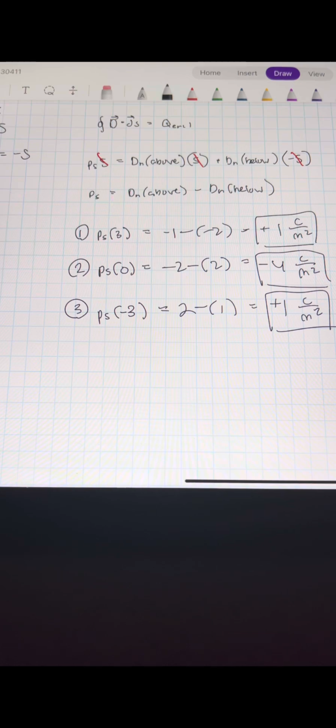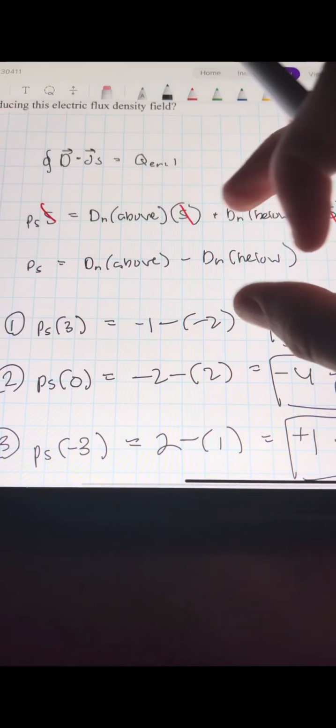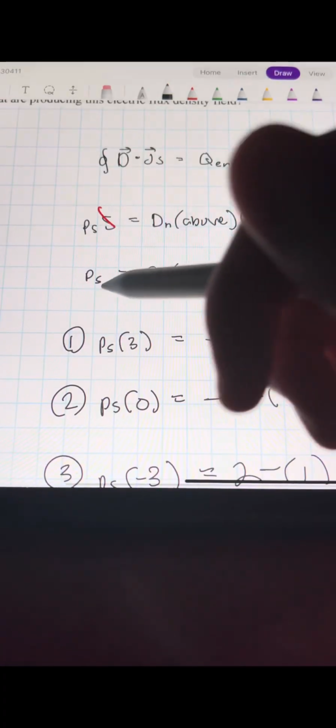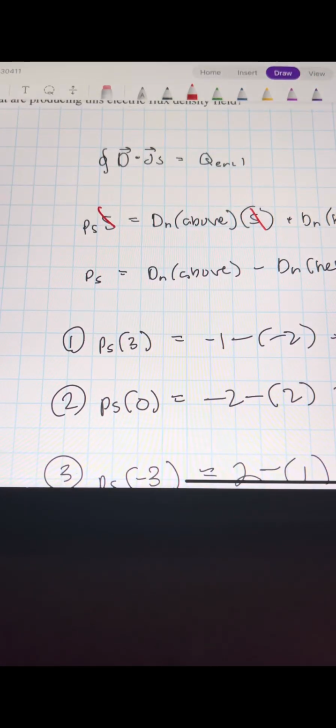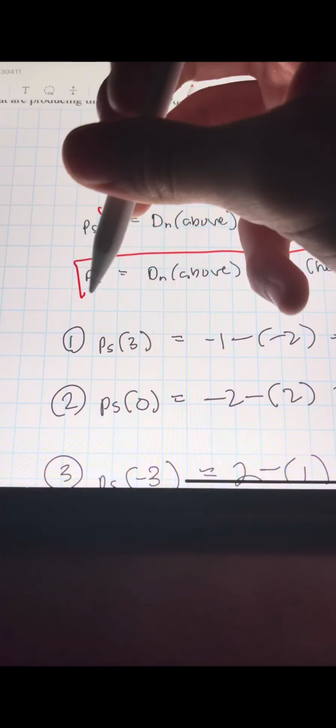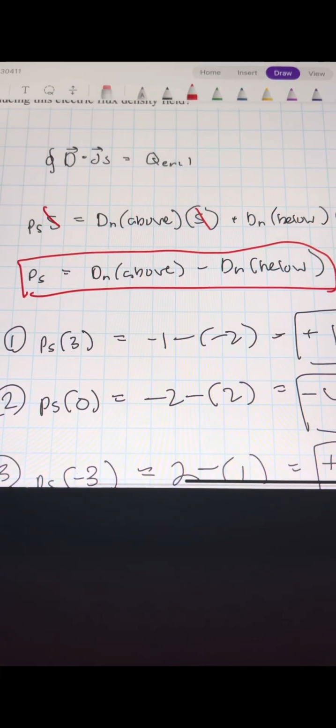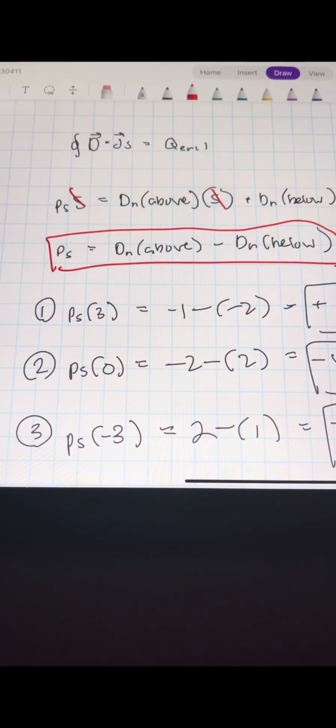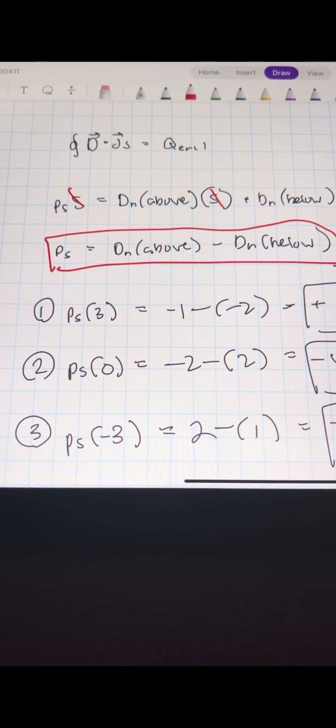And the main takeaway from this problem is not really these answers. It's more of this rule here, in that the surface charge density always equals the change in the normal component of D across a boundary. So whenever D changes, that change represents free surface charge.